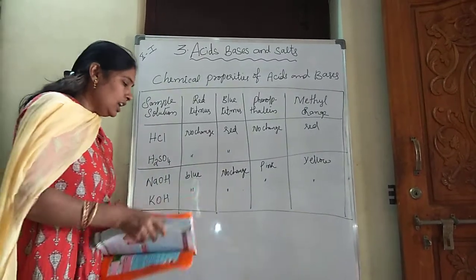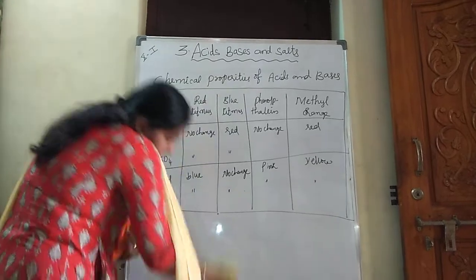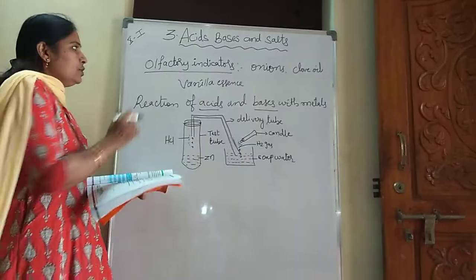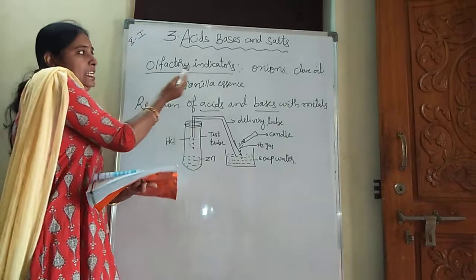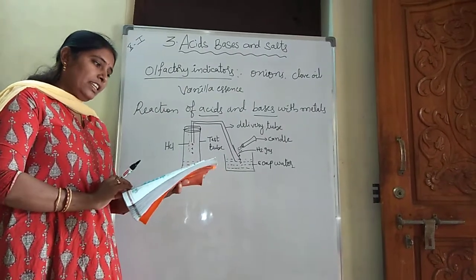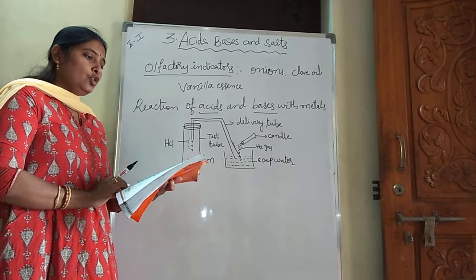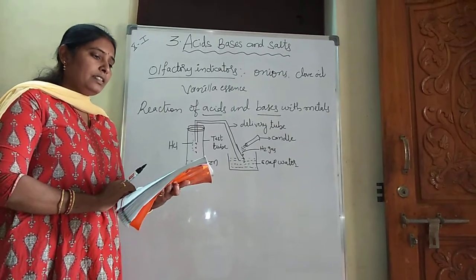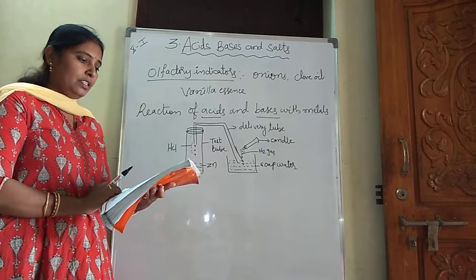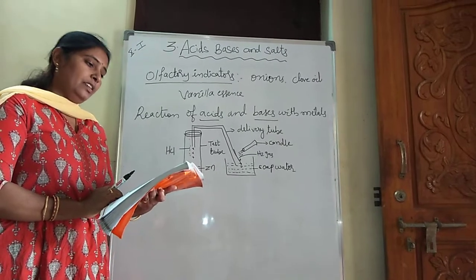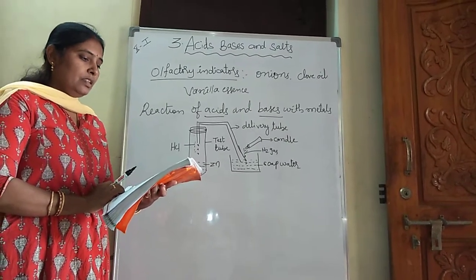Now let's move to the other topic, that is olfactory indicators. What are olfactory indicators? Students, the next topic is olfactory indicators. I am reading from the textbook. Activity 2: Put some finely chopped onions in a plastic bag along with some clean cloth. Tie up the bag tightly and keep it overnight in the refrigerator. The cloth strips can now be used to test for acid or base. Check the odor of the cloth strips.